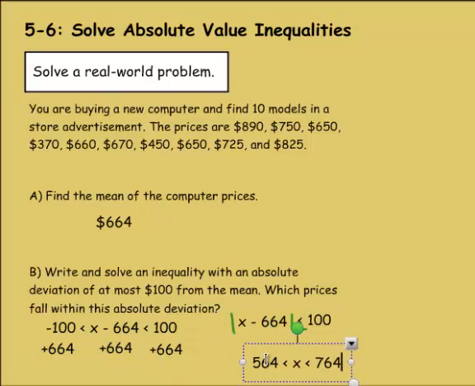I could spend anywhere between 564, less than or equal to here for being precise, x less than or equal to 764. So if the price of the computer is anywhere within this range, I can buy it. So without typing them out, I'm going to list which ones would fall under that deviation. The 890 would not, because it's not within those two bounds. The 750 would, as would the 650. The 370 is too cheap. The 660 is there. 670 is okay. The 450 is not okay. The 650 is, the 725 is, but not the 825. So I've narrowed my search down to 6 computers that fall within that absolute deviation.